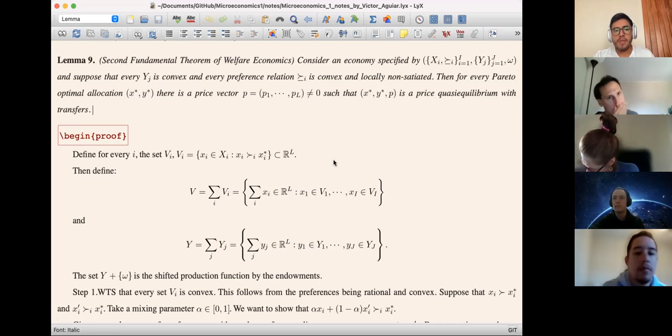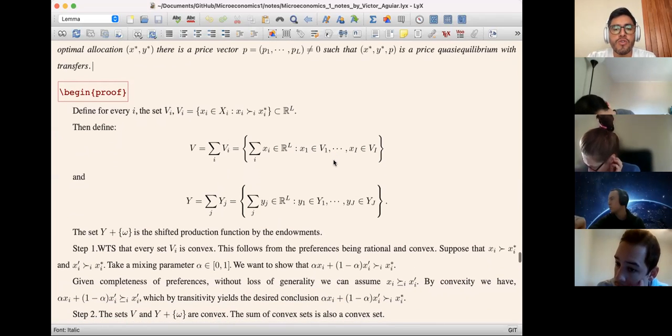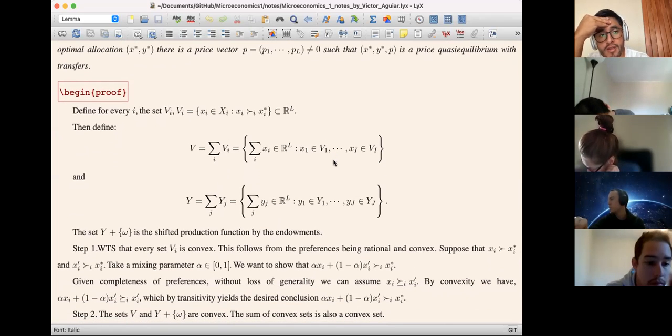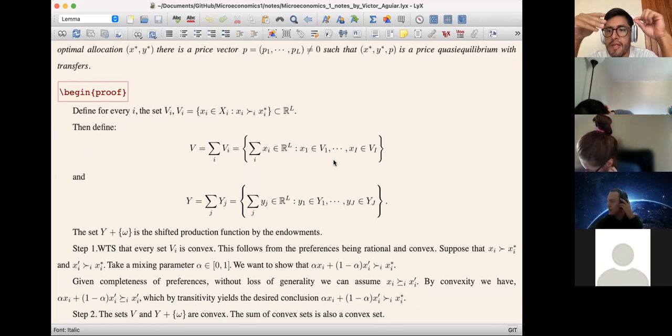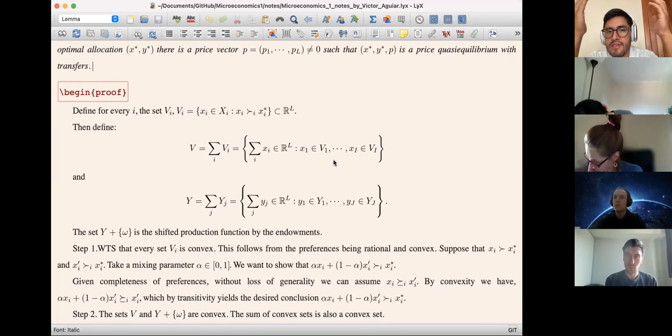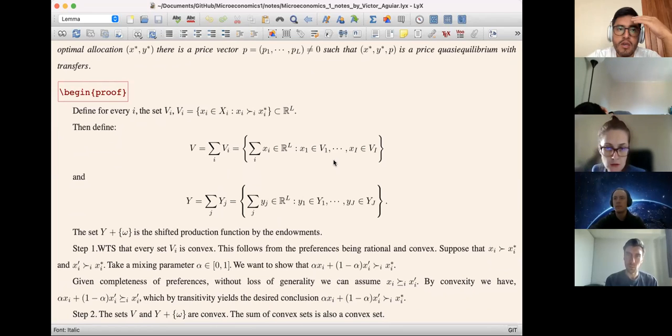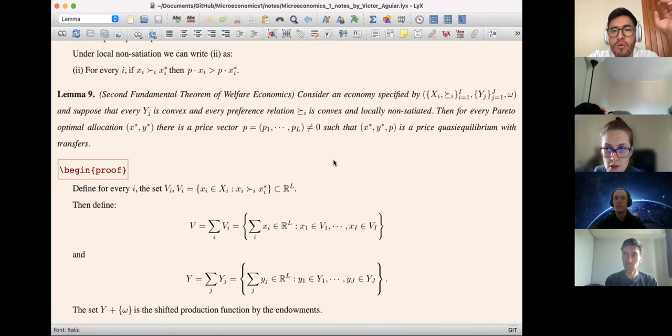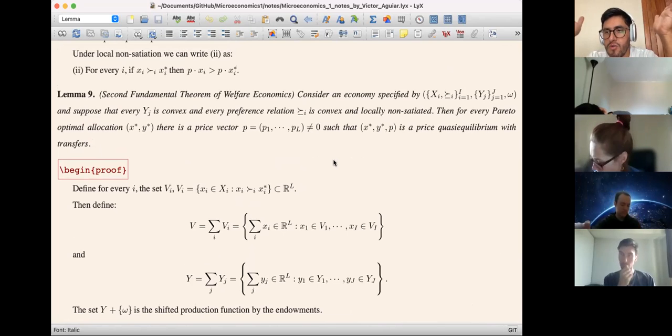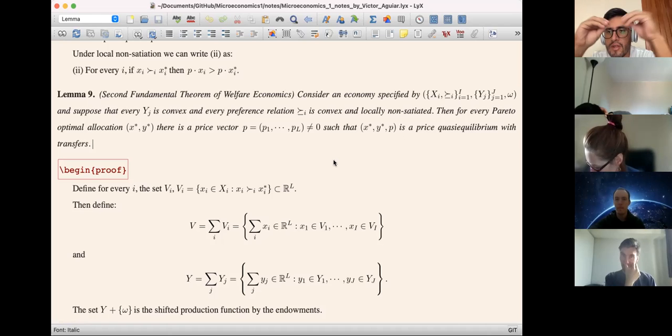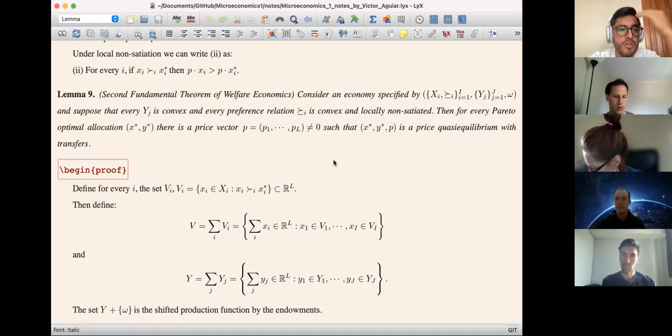Now, in order to do the proof, we're going to use the separating hyperplane theorem that essentially says that I can separate a point from a convex set through a hyperplane, right? So you need essentially convexity. So the whole game here is going to be to convert this price quasi-equilibrium, any allocation that is Pareto, into essentially a convex set. And then we are going to use that idea to separate a point from that. So that's the geometric intuition.